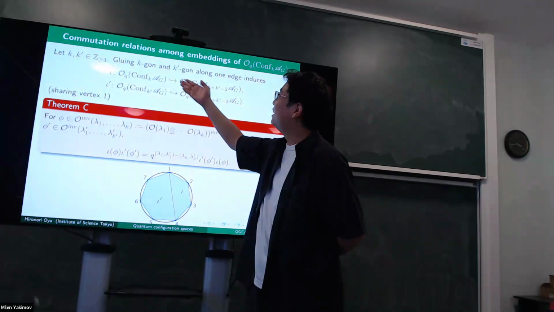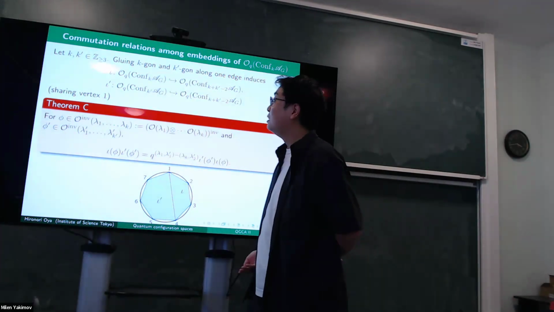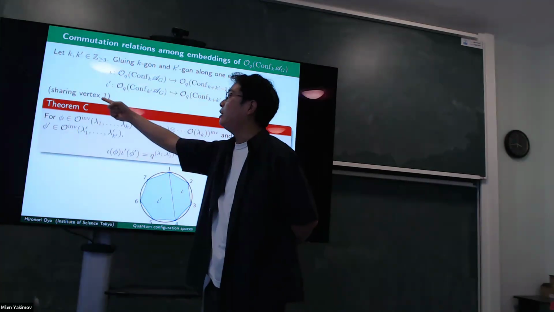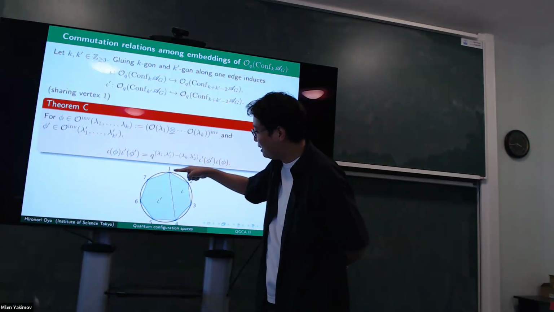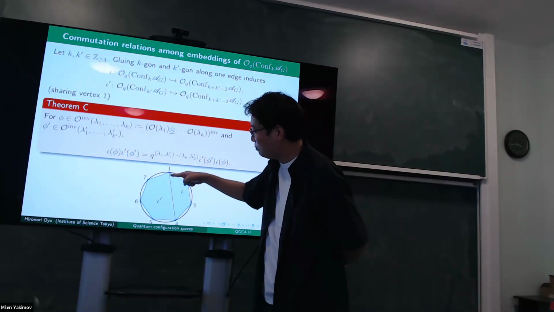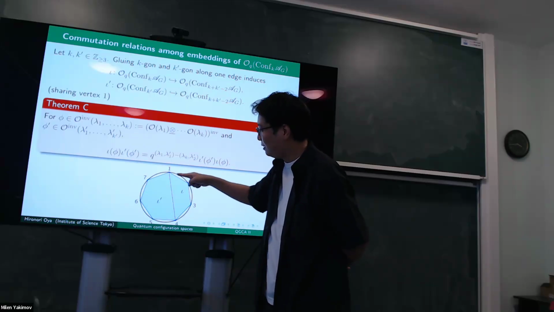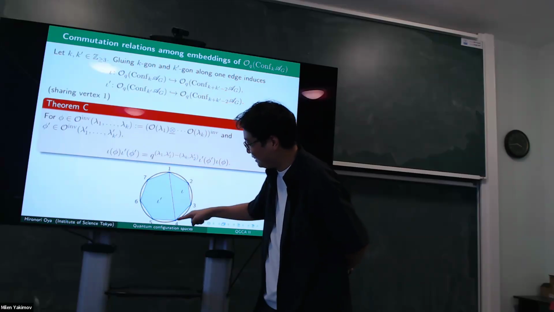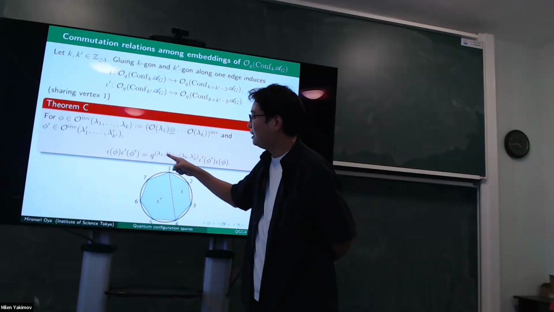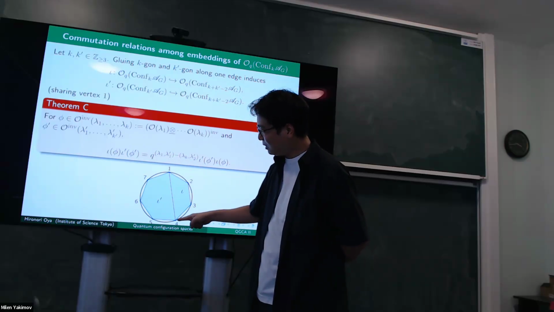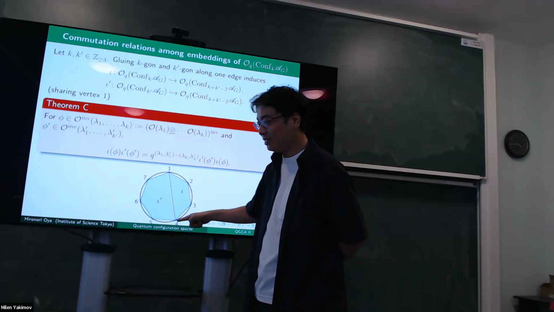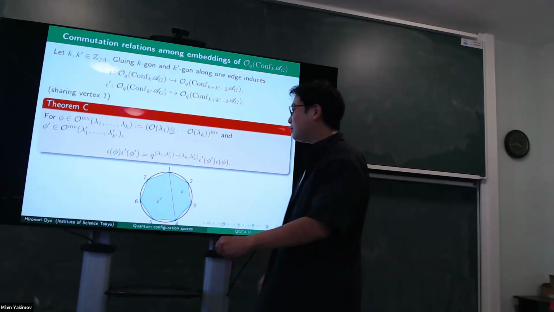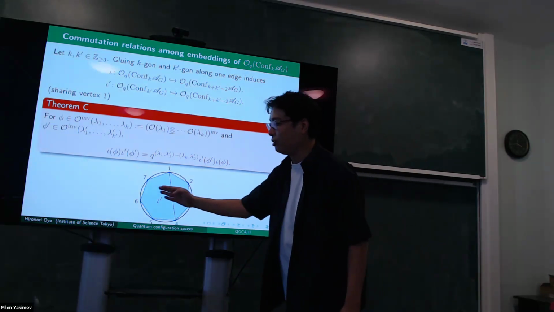Thank you for the question. So we embed these two algebras in this way, sharing the vertex one. The first one is embedded in this way, and the second one is embedded in this way. So this is the first one, and this is the second one. Vertex 4 corresponds to the fourth vertex from the viewpoint of the first polygon, but it corresponds to the second vertex from this one.